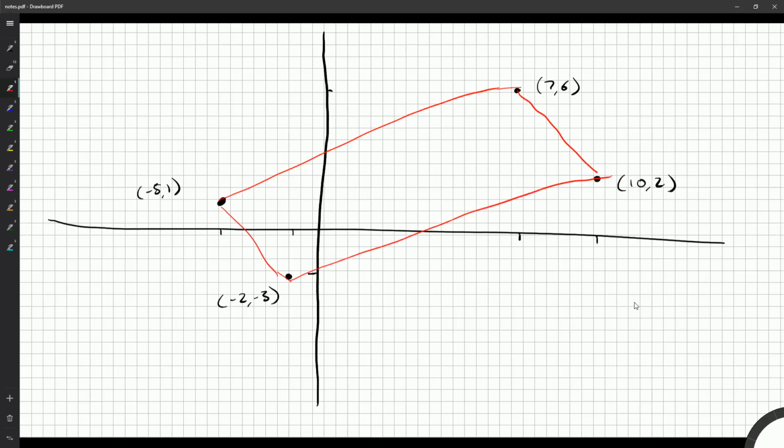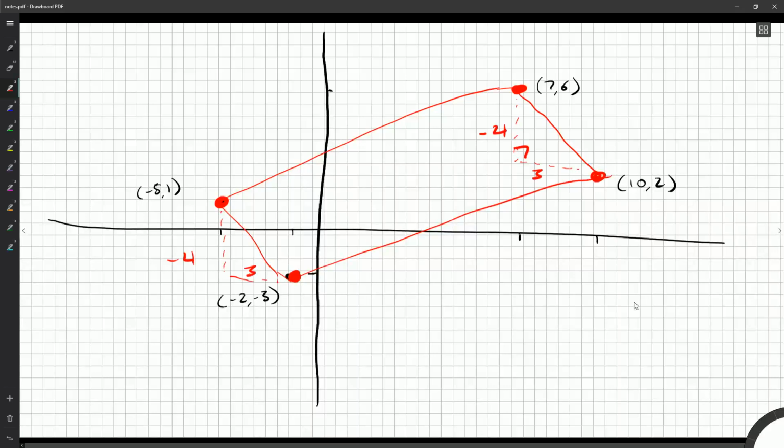If I suspected that, what could I do to check? Well, if this were a rectangle, then getting from (-5, 1) to (-2, -3) would be the same as getting from (7, 6) to (10, 2). So we go down by 4 and over by 3. And sure enough, negative 4 added on to 1 is negative 3, and over by 3. We also have a 3, 4, 5 triangle, so the side length here is 5 for both of these. You can do that by knowing Pythagorean triples, or by saying it's a right angle triangle, so side lengths of 3 and 4 give me a 5 there as well.